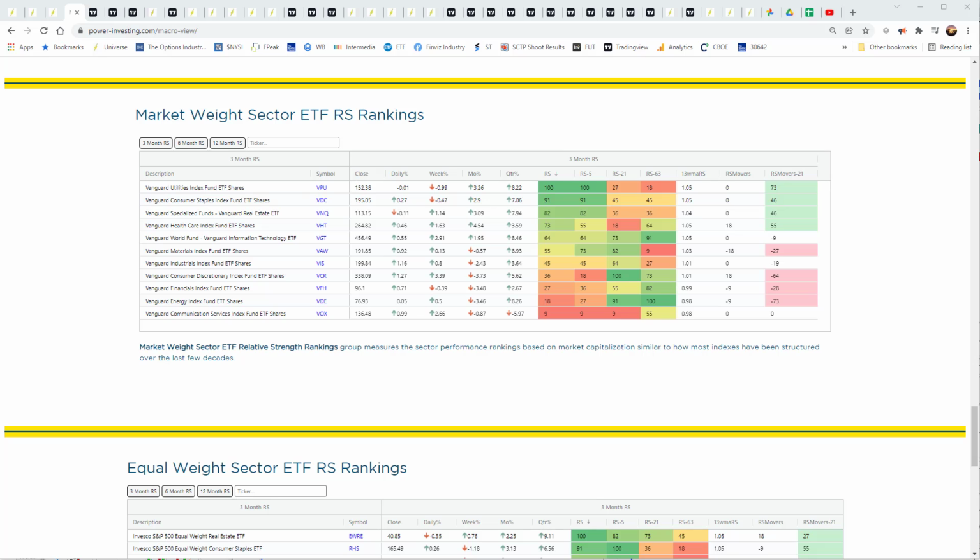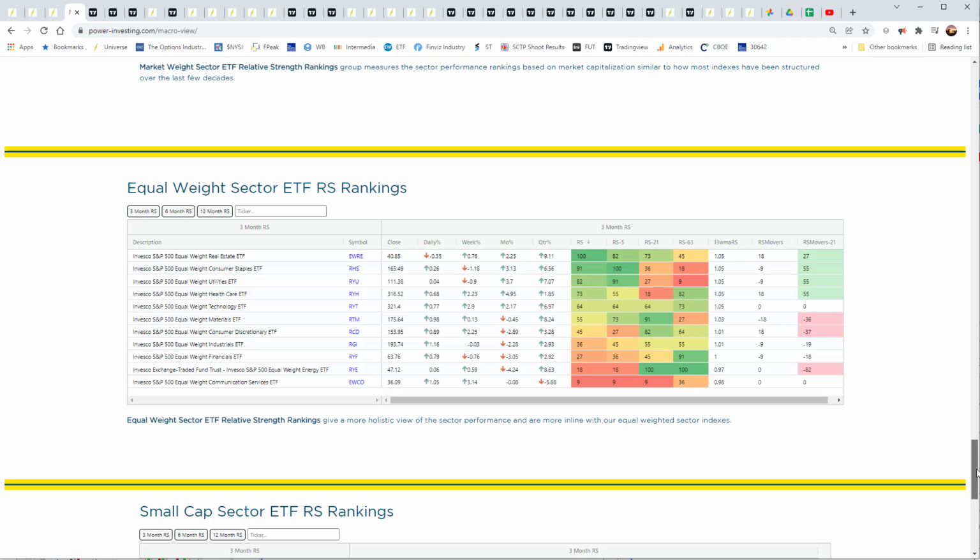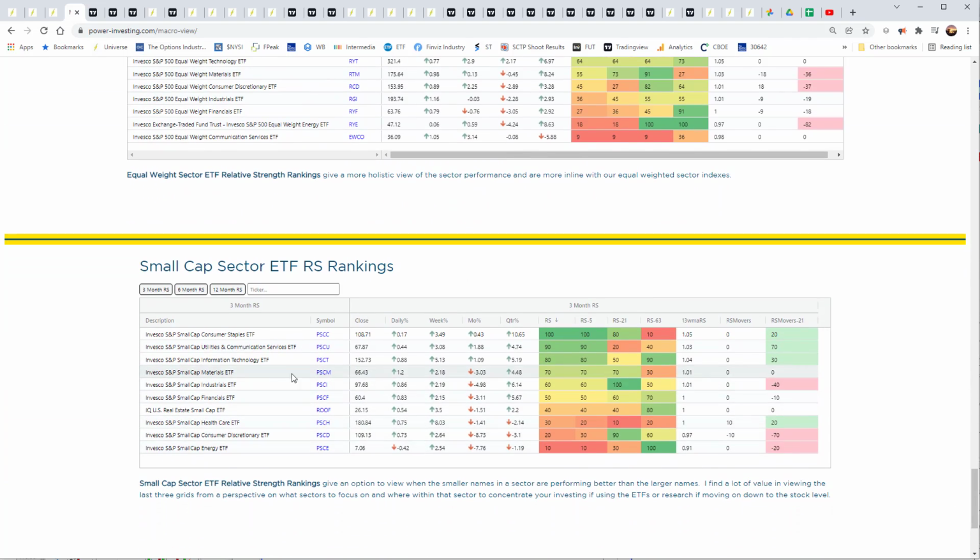In the last video on the macro review, we went over the market sector weighted ETFs, equal weight, and the small caps. Just noting a few things before we move on from here. You can see that your defensives are on top, technology, materials, and then you have healthcare in the middle, and then you have your communication services on bottom. Equal weight's very similar, and small caps are similar except for the fact that information technology jumps up to number 3 on the small caps versus other small caps. So that's something we might want to take a note of.